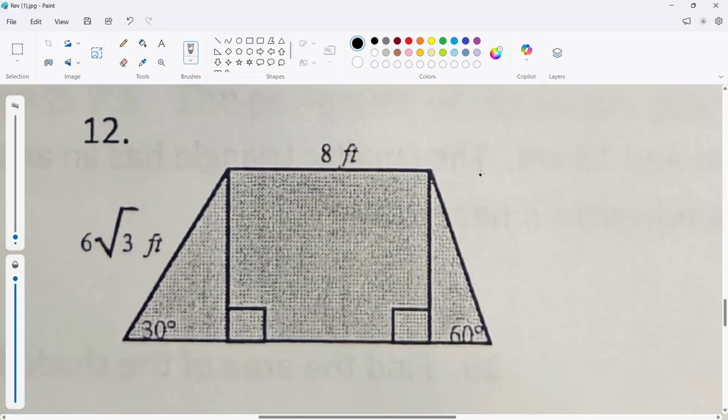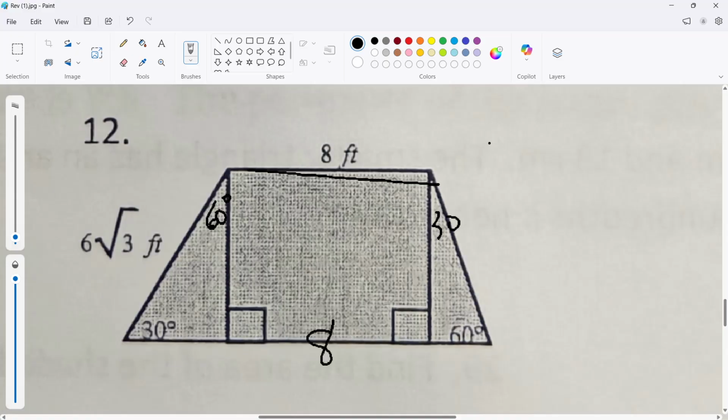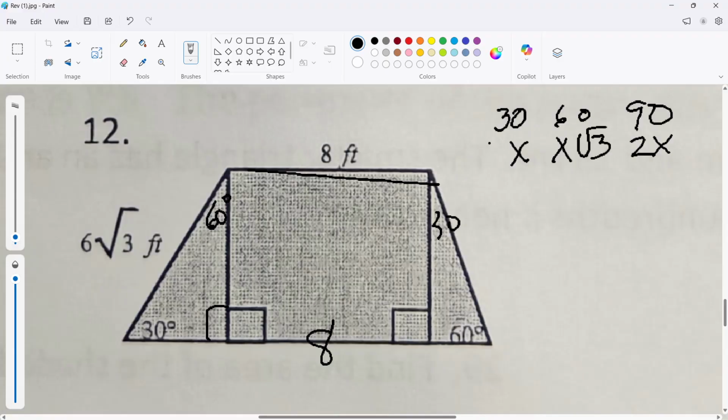All right, I've got some 30, 60, 90 triangles. If that's 30, that's 60. If that's 60, that's 30. I know this is 8, which means I know this is 8. This is the 90. Now remember, in a 30, 60, 90, the ratios are x, 2x, and x square root of 3. So if the side opposite 90 is 6 square root of 3, the side opposite 30 is 3 square root of 3. That makes this 3 square root of 3.